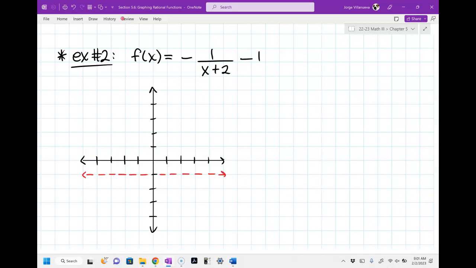All right. My vertical asymptote is based on the opposite of B. What is the opposite of B? It'll be a negative 2, right? Because right now it says plus 2. So the opposite is minus 2.